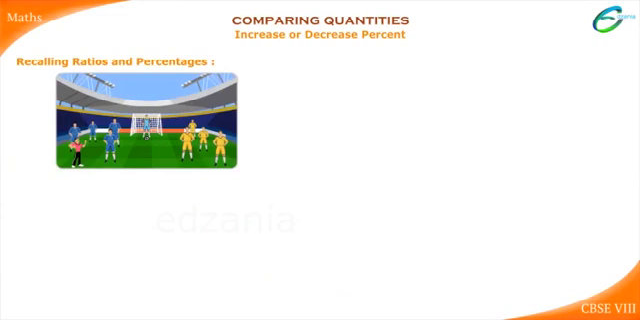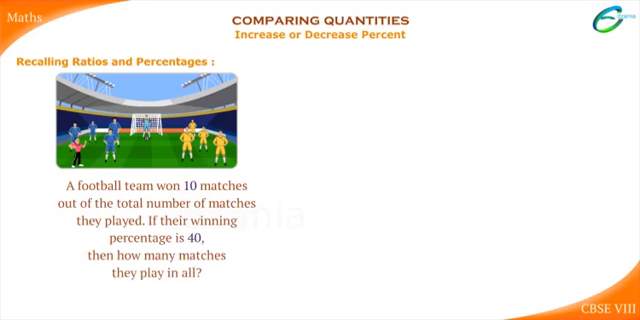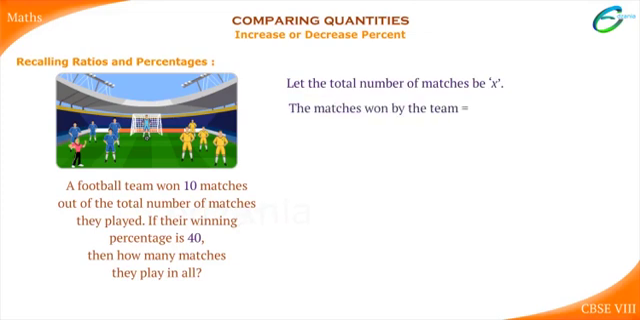Let us take one example. A football team won 10 matches out of the total number of matches they played. If their winning percentage is 40, then how many matches did they play in all? Let the total number of matches be X. The matches won by the team is equal to 10. 40% of the matches were won by the team.